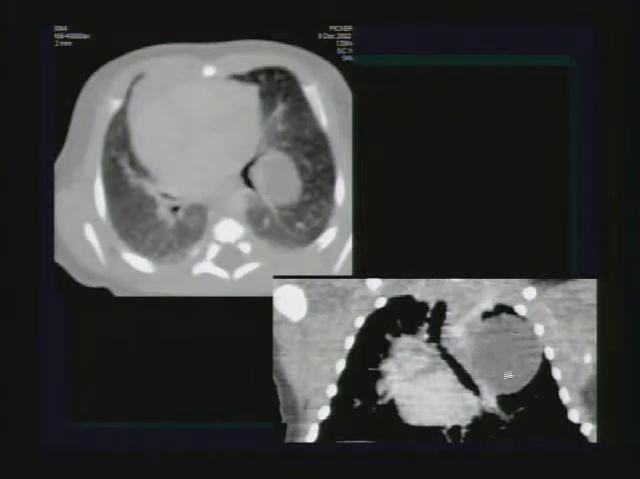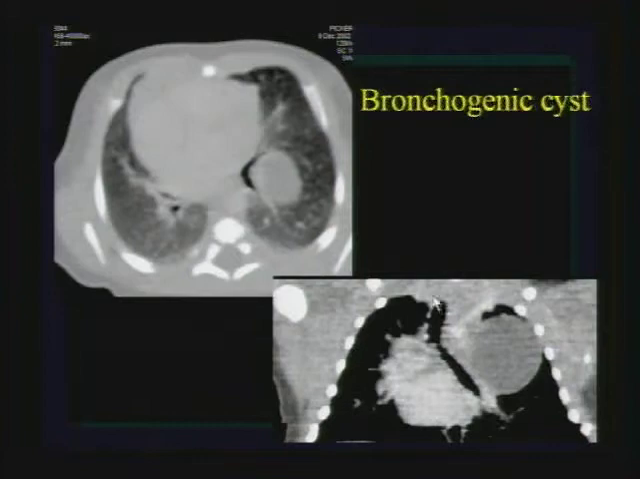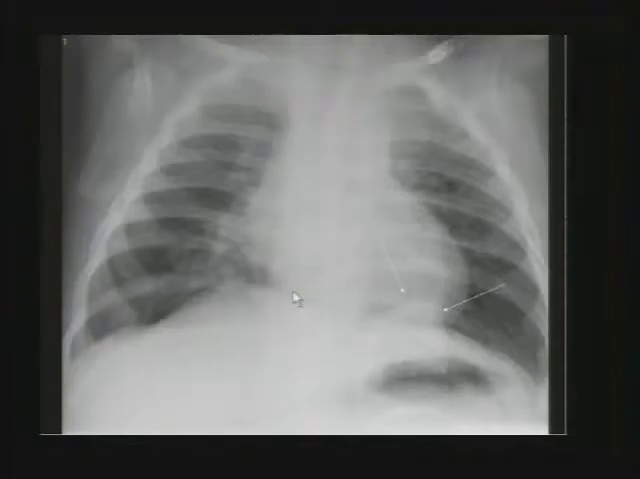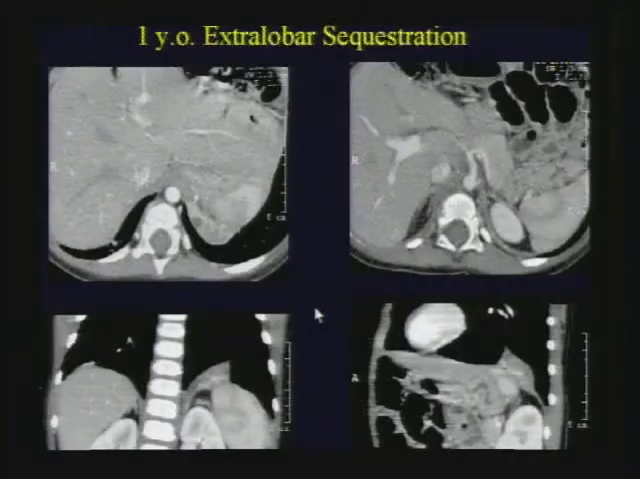Another child has a mass in the left upper lobe. This is on CT scan, you can see it's fluid-filled. This is a bronchogenic cyst. They may be fluid-filled, or later they might become infected or air-filled or have air fluid levels, a variety of appearances.